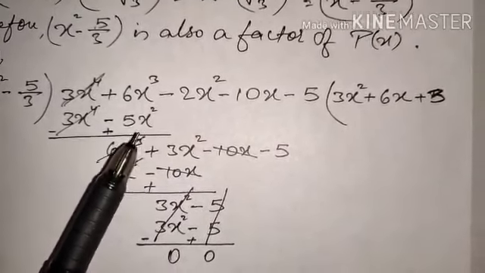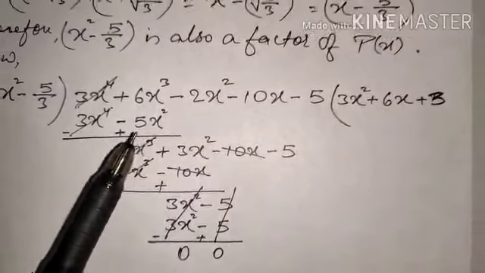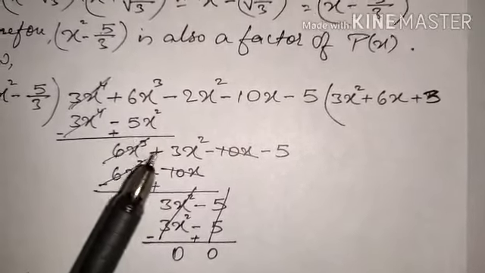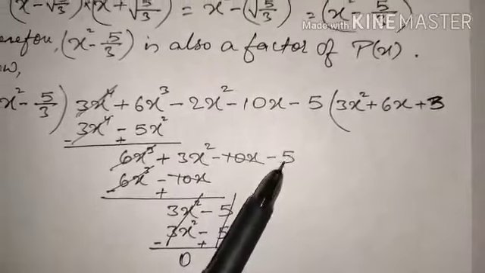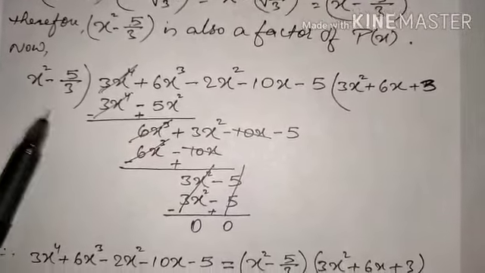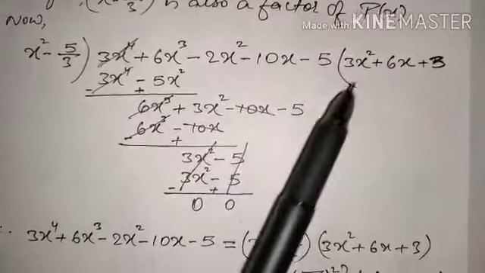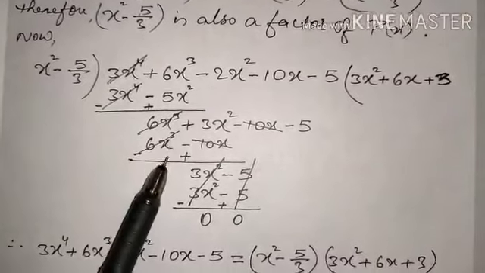This is minus 2x square, this is plus 5x square. So 5x square minus 2x square will become 3x square. That we had written, and we had copied this x cube also, and minus 10x and minus 5. Now what are we going to multiply in x square so that we get 6x cube? That is 6x. We multiplied it and we got 6x cube.